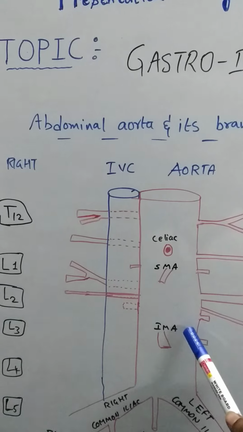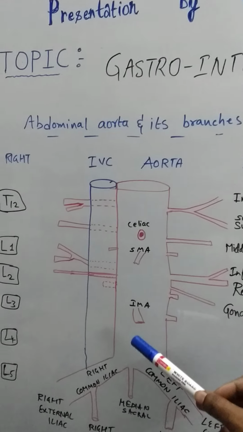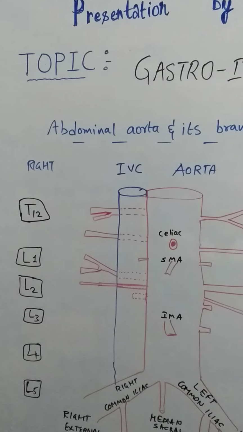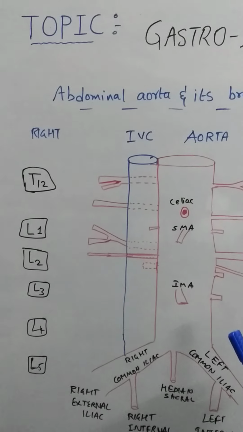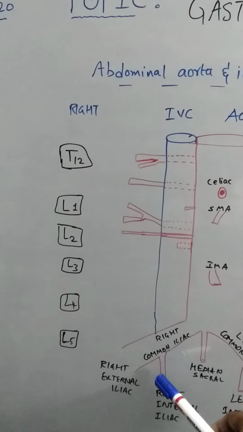At the level of L2 and L3, the gonadal artery is present. At the level of L3, the IMA, meaning the inferior mesenteric artery, is present. Next, at the level of L4, the bifurcation occurs between L4 and L5.